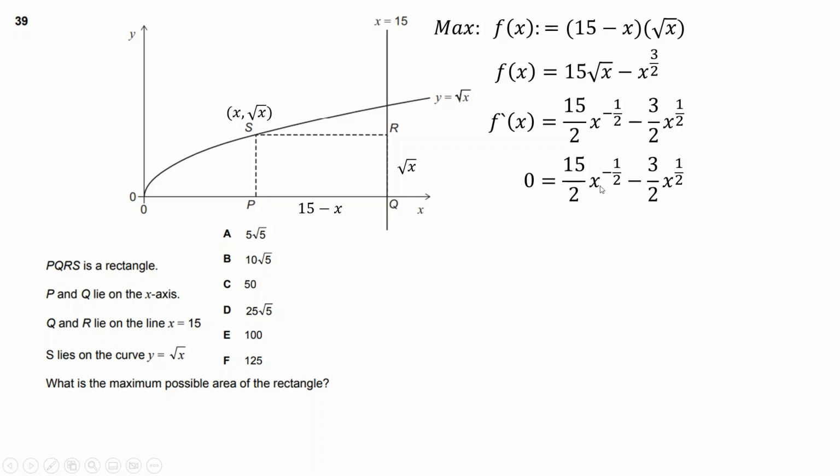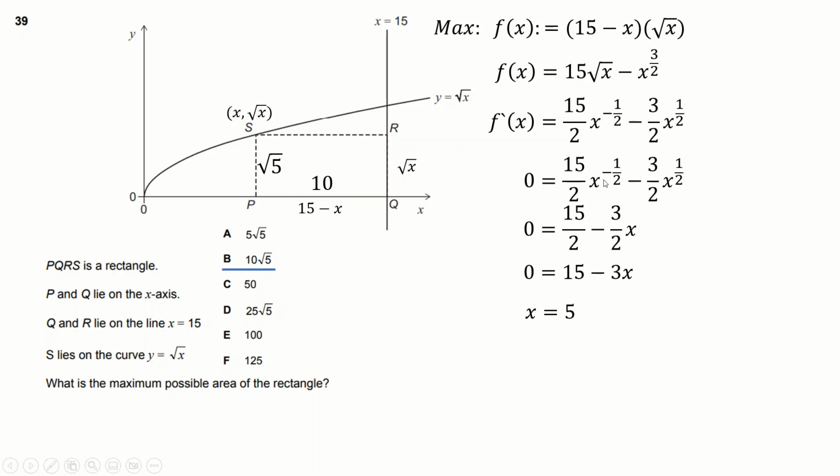Now this looks complicated, but if I just times everything by x to the half, I'll cancel it with this, and this will become an x to the 1. I'll just double everything, I'll add 3x, and I'll divide by 3, and I'll get x is 5. Substitute 5 back in, you get this distance is 10, you get this distance is root 5, and the area is 10 root 5.